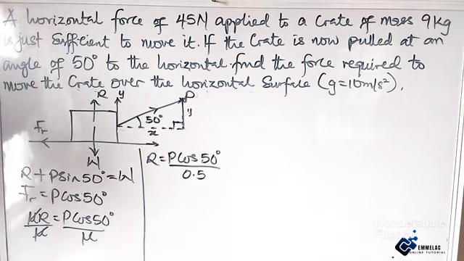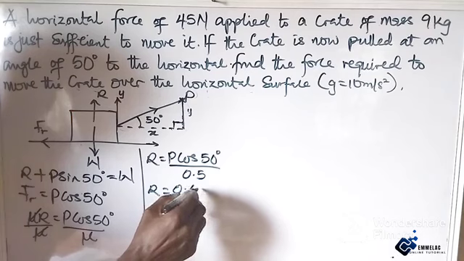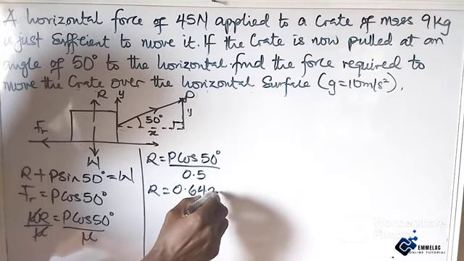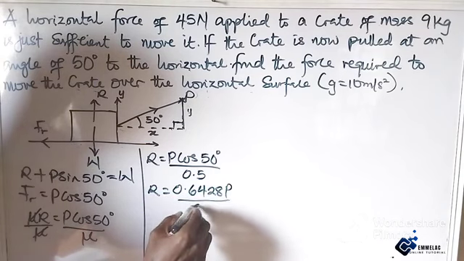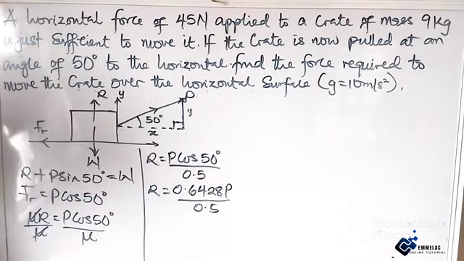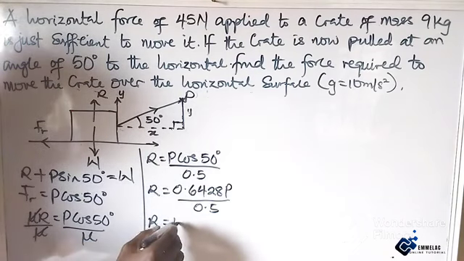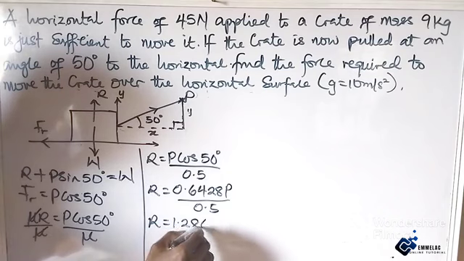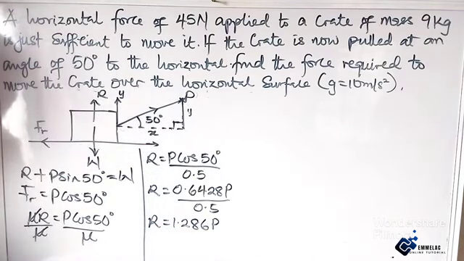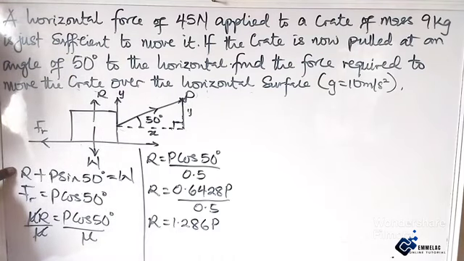All right, now let me punch in cos 50. Cos 50 here should be 0.6428 over 0.5. So when we divide this using a calculator, we get that R now equals 1.286 approximately. Okay, now that we've gotten this, we can put this into this equation here.